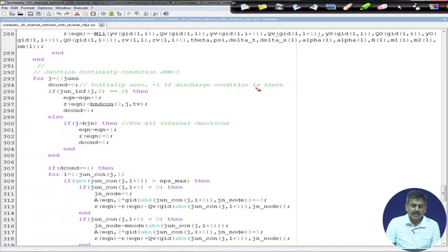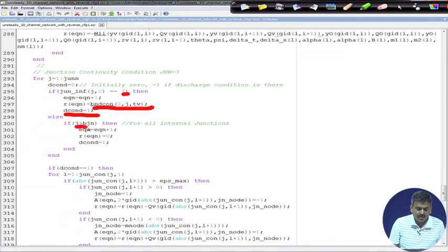Initially D con is 0, and it equals 1 if the discharge condition is there. That means, if the discharge condition is there for boundary nodes, then only we should utilize it, otherwise we should omit it. If in junction information J2, that means column 2, it equals 2, that means our discharge is specified. We should calculate the discharge from the boundary condition BND con function, and I will just change this D con value to 1.